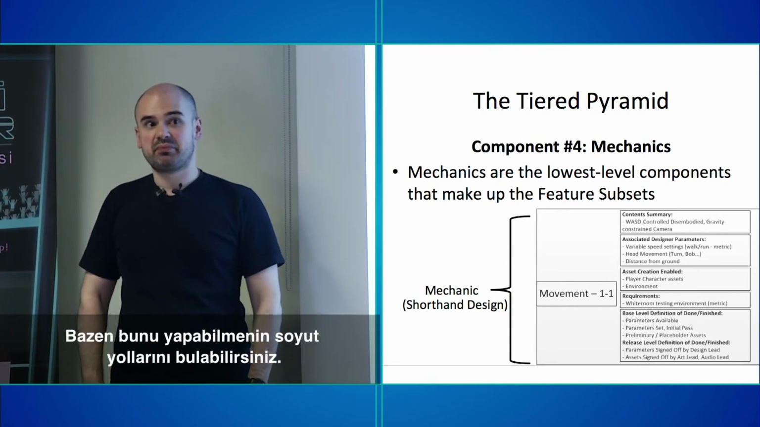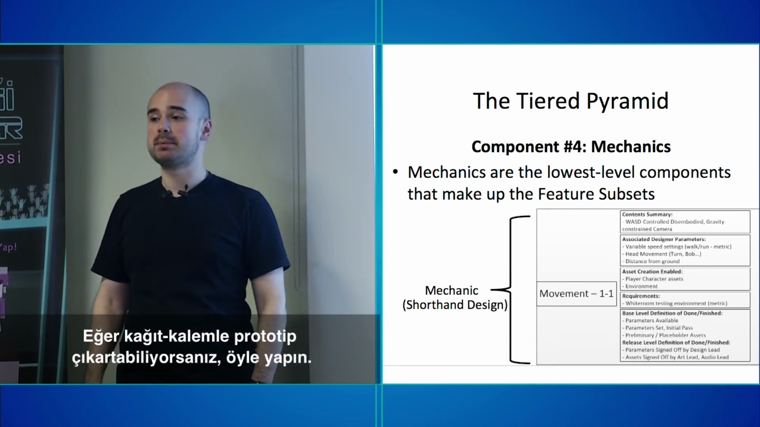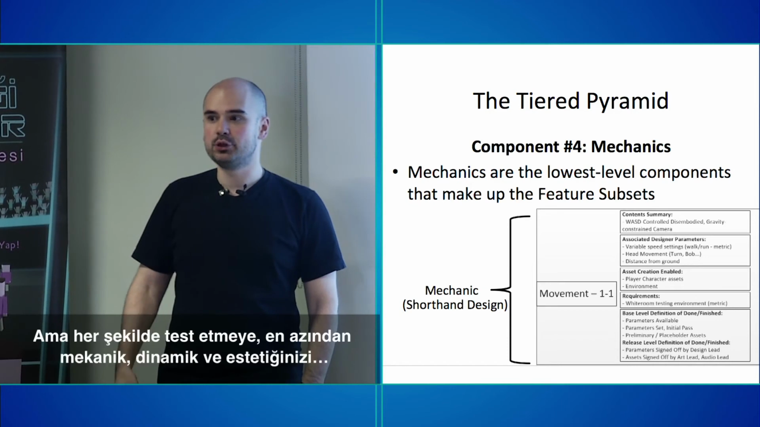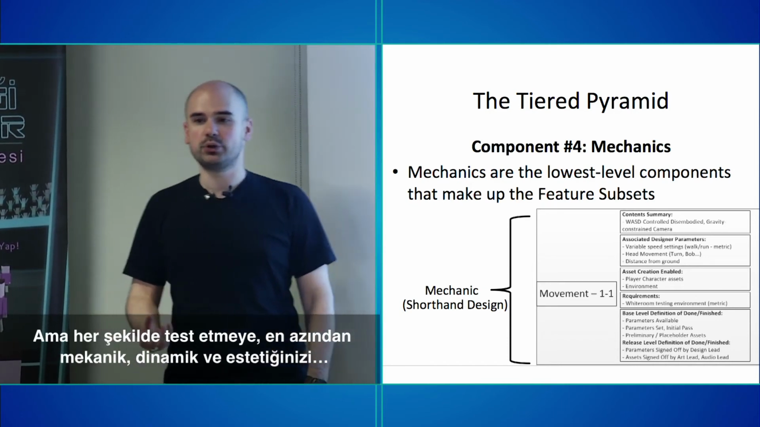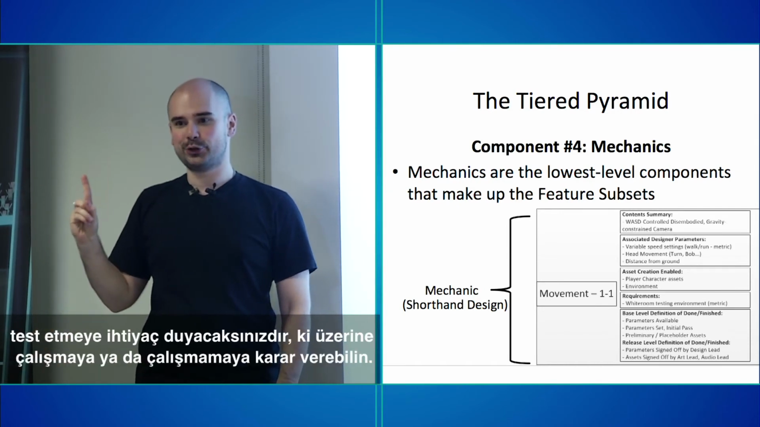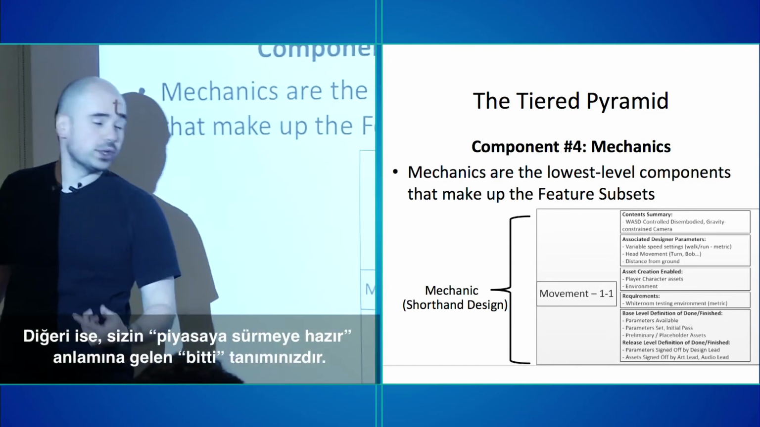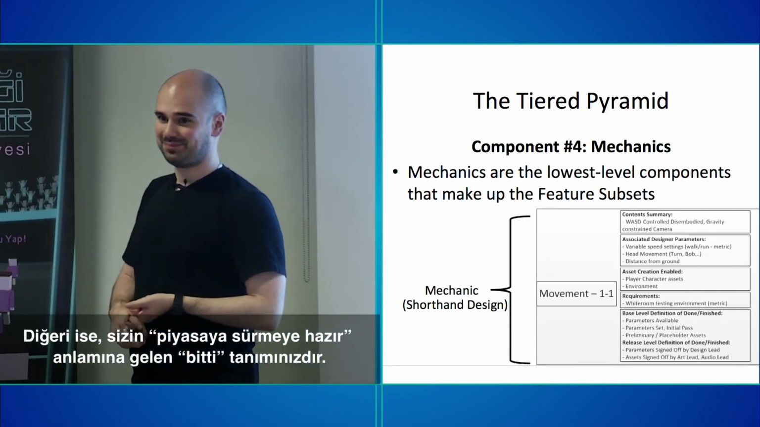Sometimes you can find some abstract way of trying the same thing. If you can prototype it with paper and pen, do that. But you need some way of testing it out so that you can test your mechanics, dynamics, and aesthetics, and then decide whether you're keeping it and going for the next one. Because the next one is your release level definition of done.